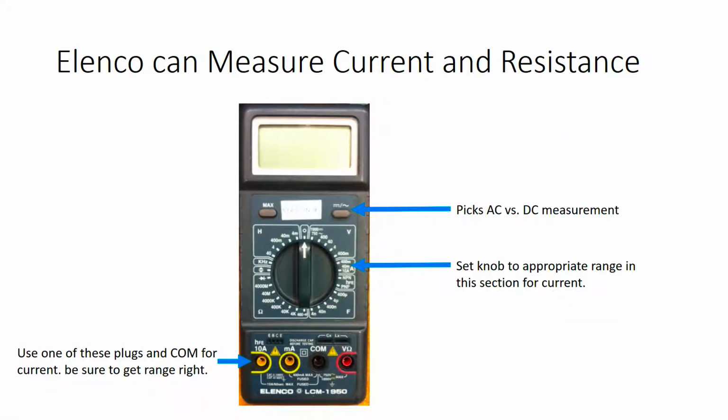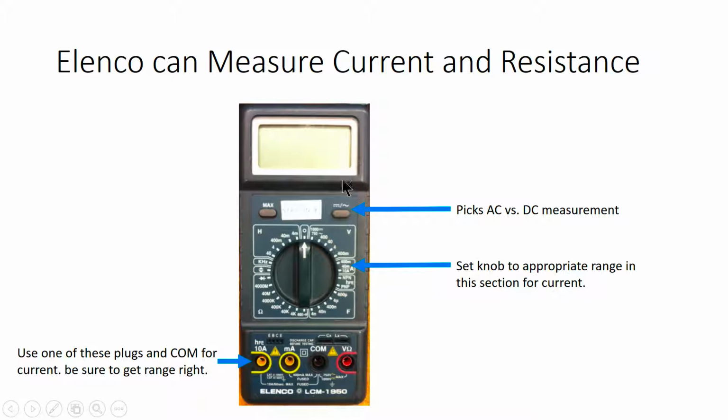We've already talked about taking voltage measurements with the Elenco. It can also take current measurements. To take them, you use the COM plug and the two current plugs that are highlighted in yellow over here. You pick which current plug to use based on the amount of current you expect to measure. One of these is suitable for very high currents, like 10 amps, and the other is suitable for lower currents, on the order of milliamps. The milliamps plug has a really delicate fuse inside of it, so you need to make sure that you only put milliamps through that terminal, or you'll blow the fuse, or worse.